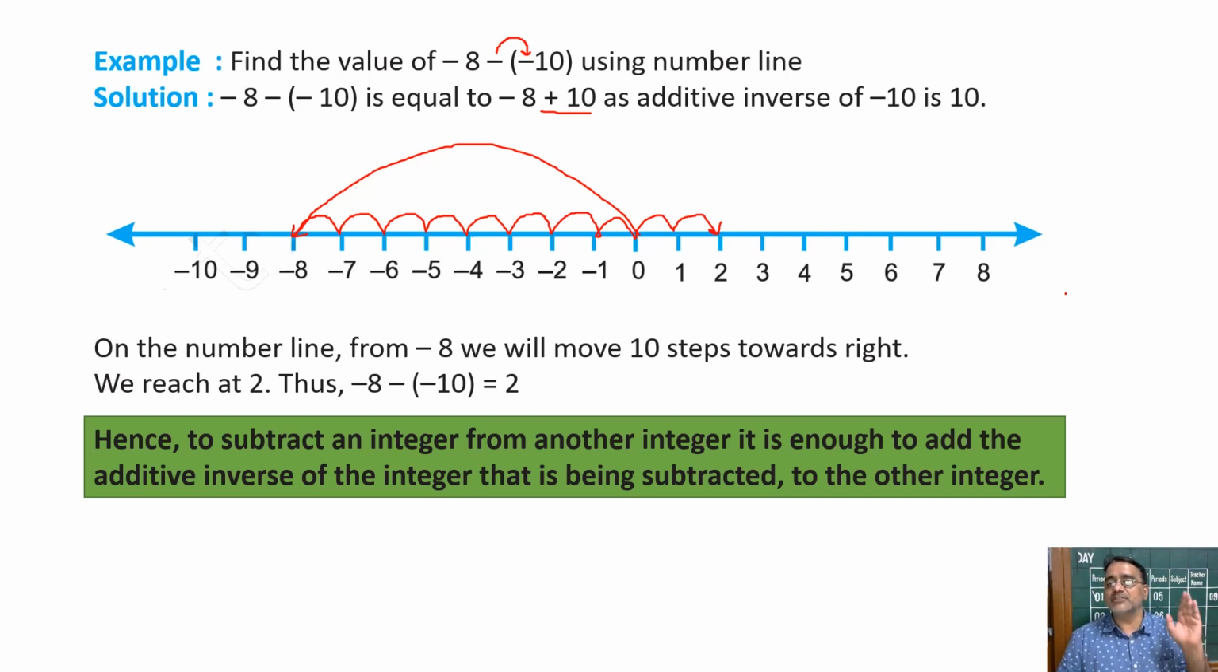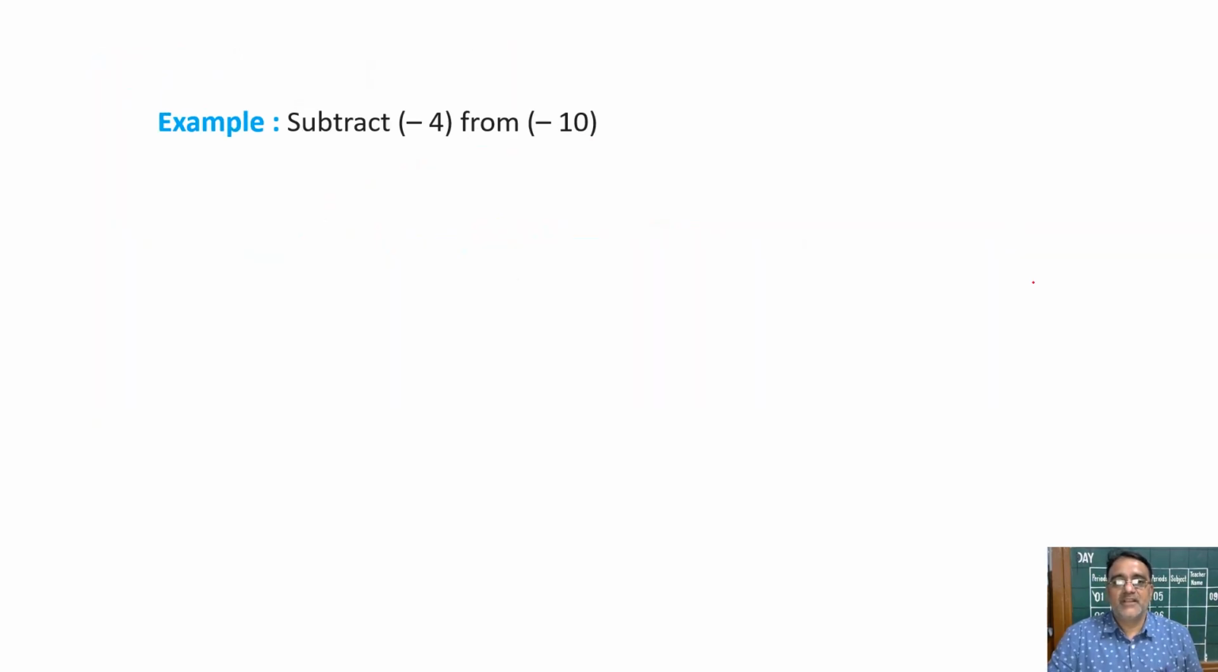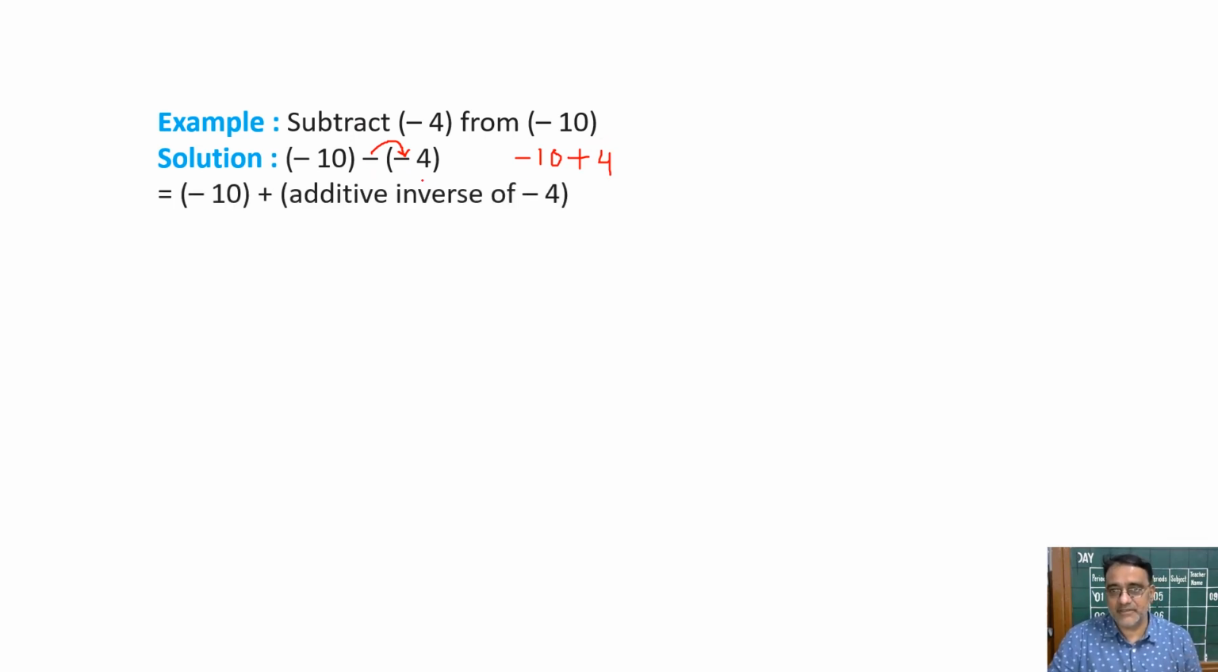Now we are going to subtract without using the number line. See how to do it. Subtract -4 from -10. That means we will write -10 minus of -4. See, this minus and minus becomes plus. So we can write -10 plus 4. Okay. And in the other way, how can we write this: plus, its additive inverse. That is the same thing we are getting, -10 plus 4.